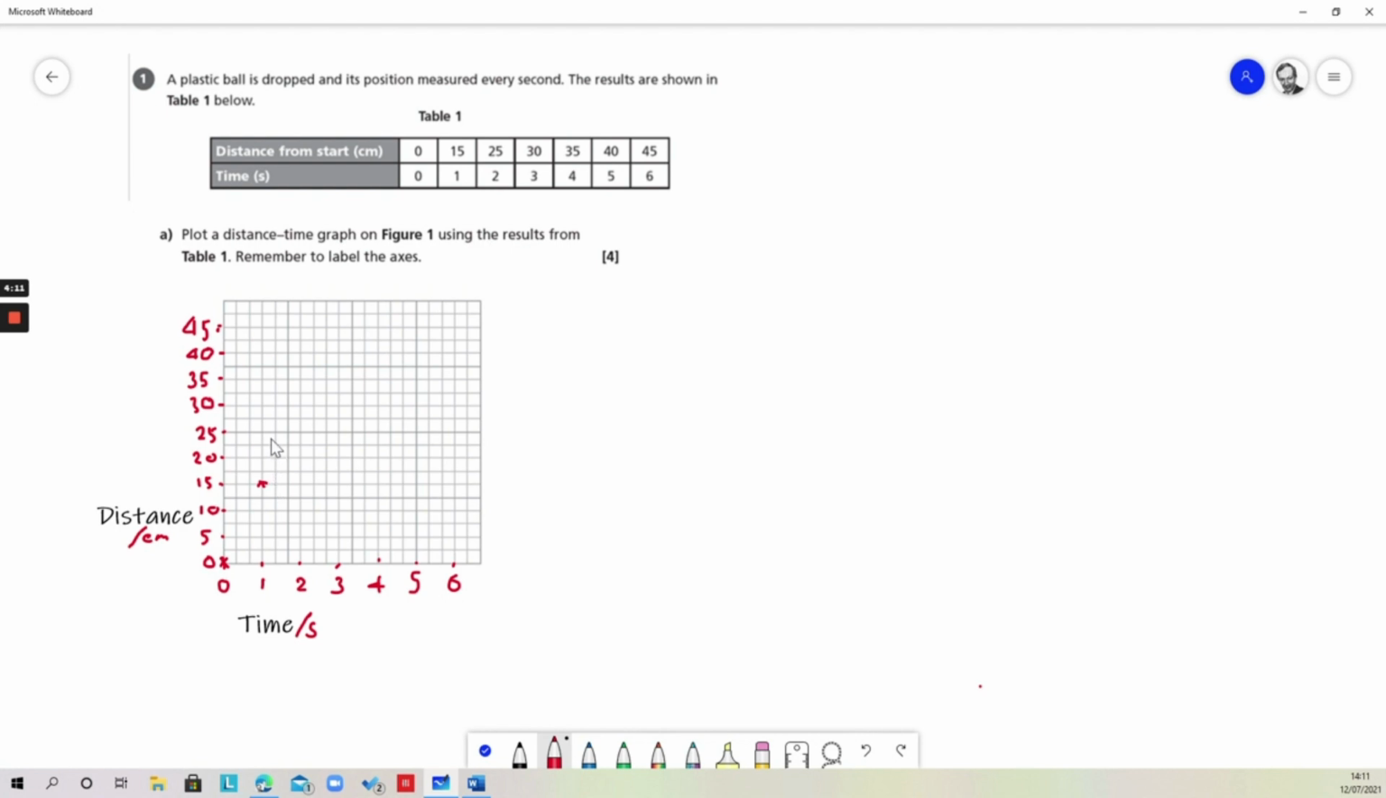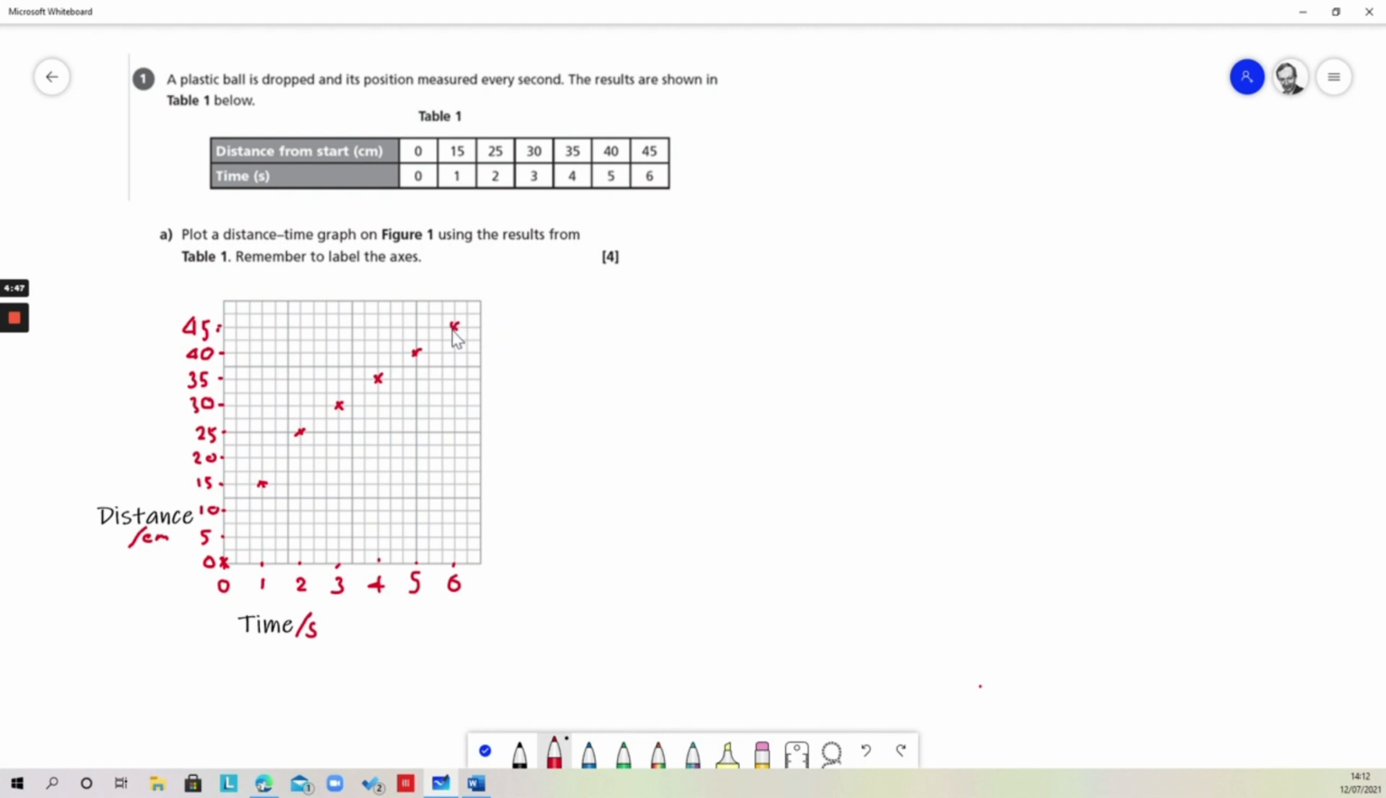The next point is 25, 2. So that's 25 centimetres, 2 seconds, and that's going in there. The next one is 30, 3, so the 30 centimetres and the 3 seconds there. The next one is 35, 4, so that takes us to that point there. The next one is 40 and 5, so 40 and 5 is going in there. And then the last one is 45 and 6.